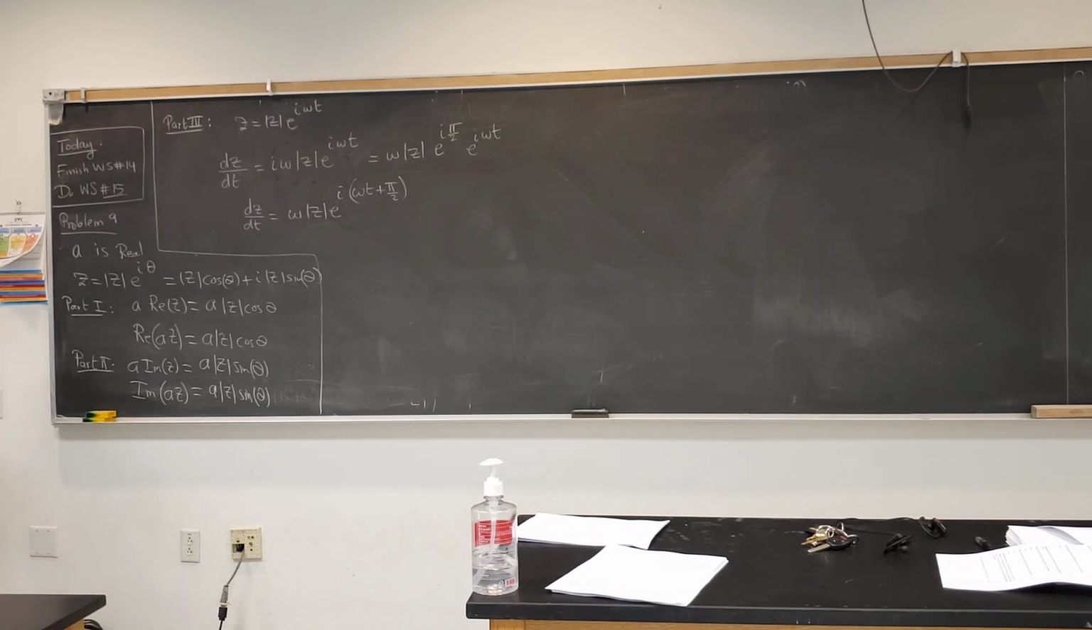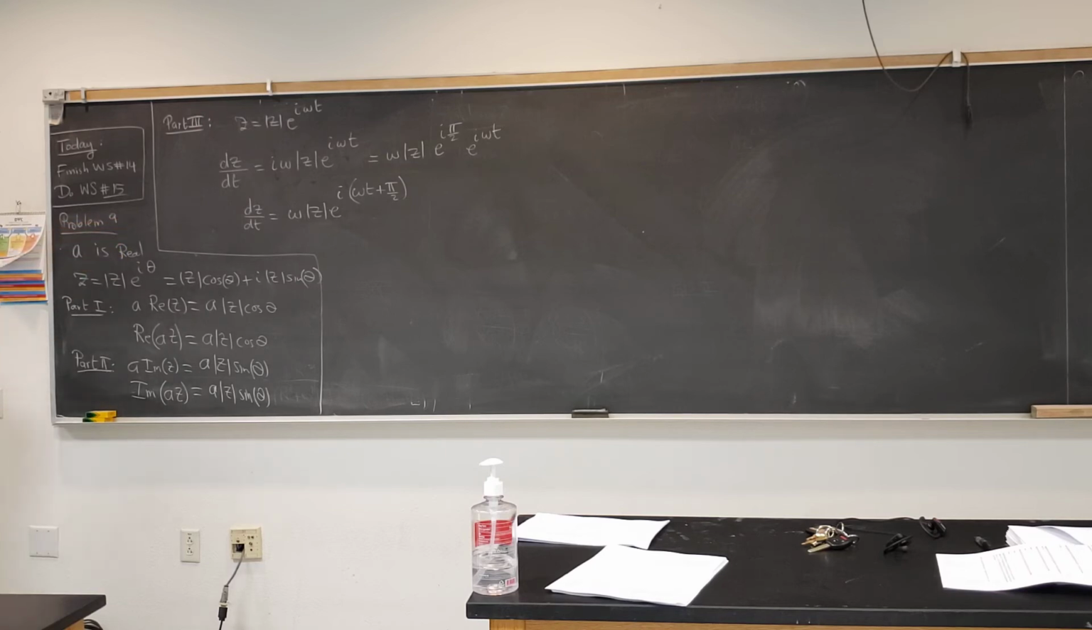Okay, so that's what we got. This makes sense, actually. Remember, e to the i is like sines and cosines. What's the derivative of a sine? The cosine. And what's the difference between a sine and a cosine? They're just shifted by a pi over 2. That's where the pi over 2 comes from.